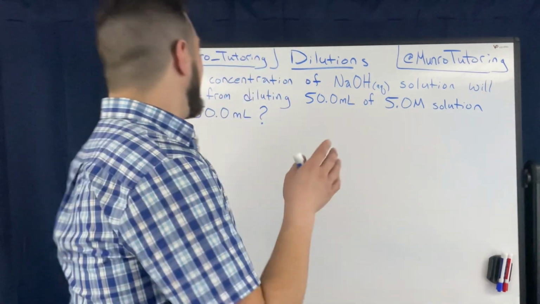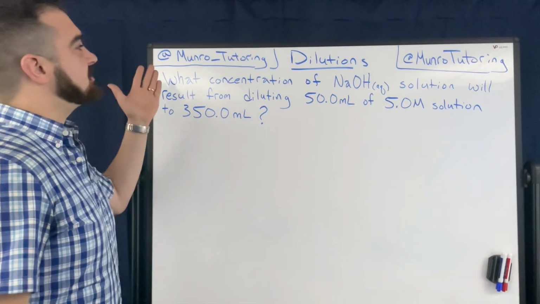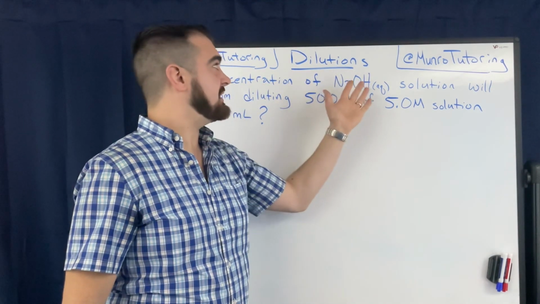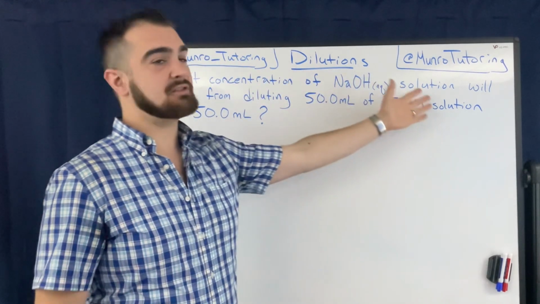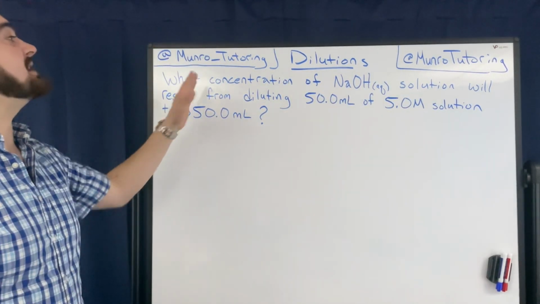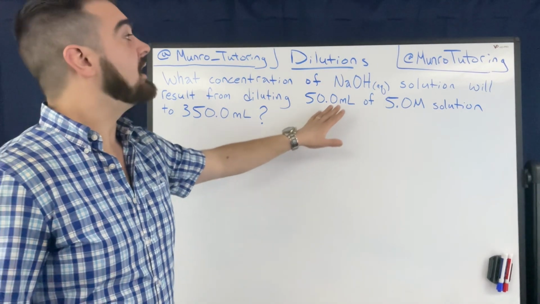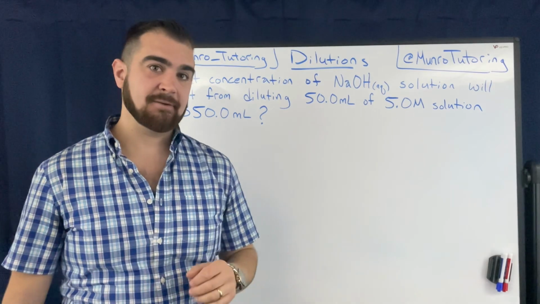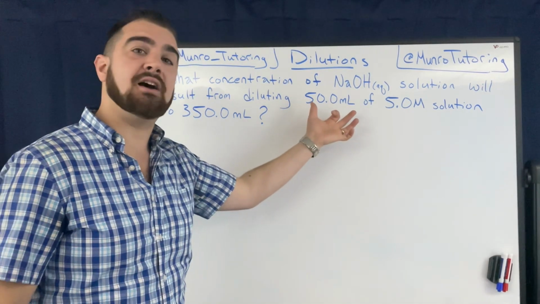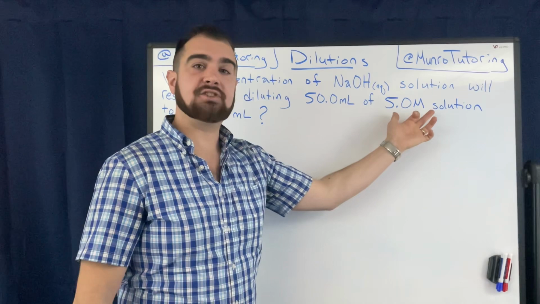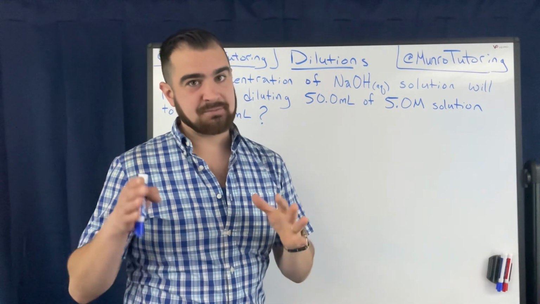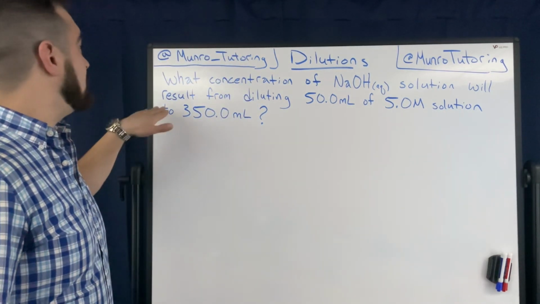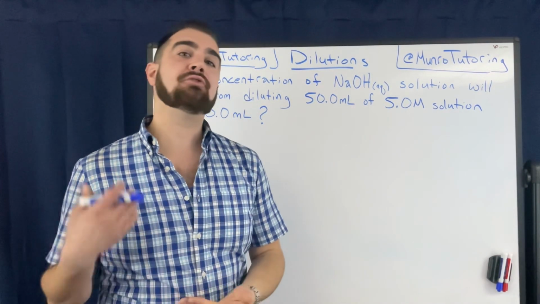So we have this question, and we're being asked what concentration of aqueous sodium hydroxide, meaning it's a solution, right? So what concentration of this solution will result from diluting 50 milliliters of it at this concentration to 350 milliliters, right? So we have 50 milliliters of this solution. This is its concentration in molarity. And if you didn't catch my videos on molarity, go and check those out so you can understand what we're doing here. And then this is going to be the final volume that we're diluting it to, right?